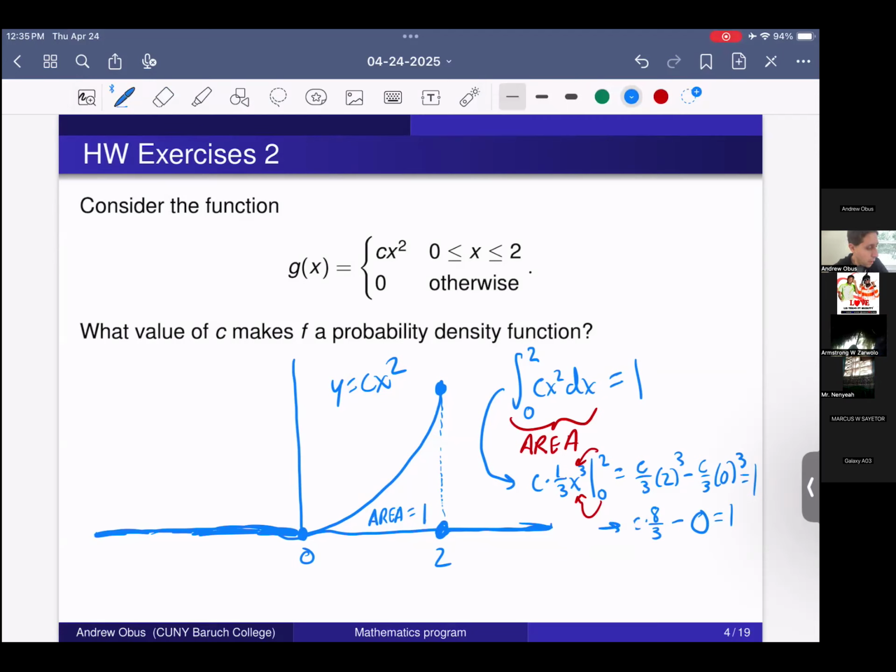So c times 8 over 3 minus 0 is equal to 1. So that means c is going to be equal to 3/8. So that's what we want to solve.